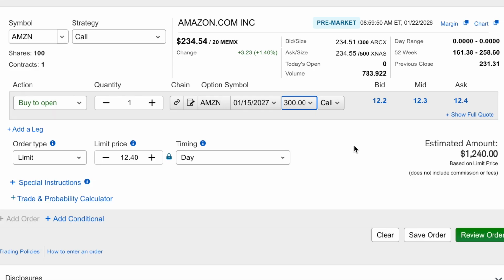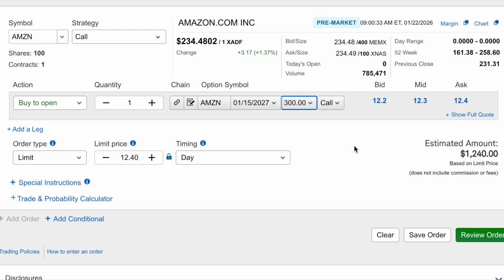Would there be any value, if we fast forward to Expiration Friday, in saying, hey, I have the right to buy Amazon at 300, but it's currently trading at 234? Is there any value in that? Would anyone want to buy your option from you? No, they wouldn't, because they can just go to the open market and buy Amazon for 234. They're not going to go buying Amazon for $300. So there's no value in that. It is said to have expired worthless. There's absolutely no value in that.